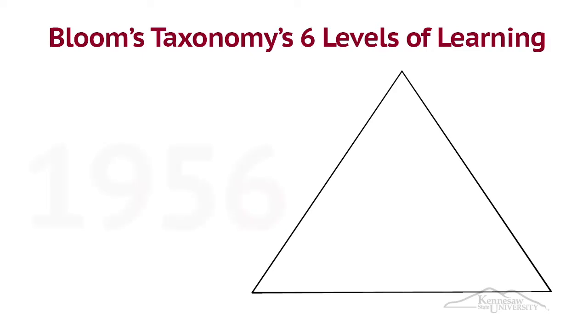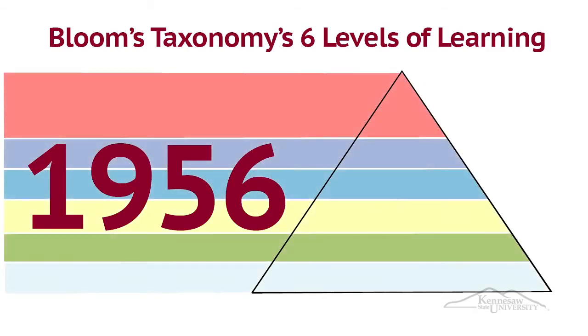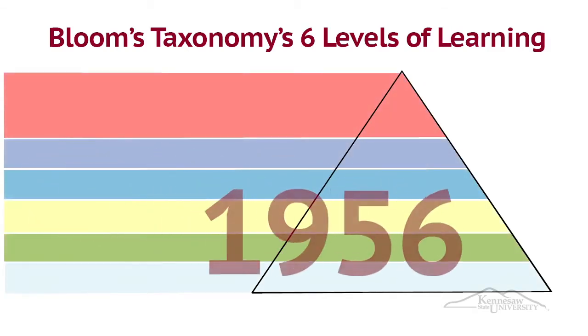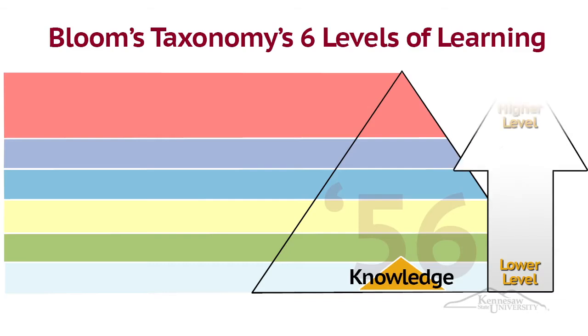Bloom's Taxonomy was developed by Benjamin Bloom back in 1956. This taxonomy organizes learning activities according to 6 different categories. The first category is knowledge. This is the lowest level of learning according to Bloom. In the category of knowledge, students simply demonstrate the ability to recall information.